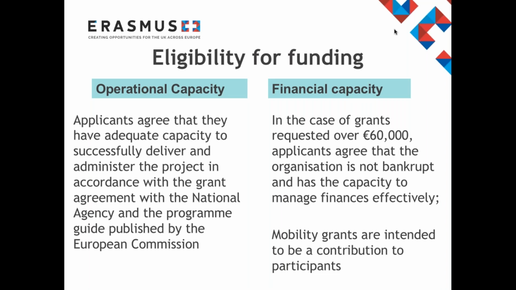In addition to the eligibility criteria shown on the previous slide, applicants need to demonstrate they have adequate capacity to successfully deliver Erasmus Plus projects and administer them in accordance with the grant agreement with the UK National Agency and the programme guide published by the European Commission. This is agreed upon in the Declaration of Honour in the application form. You also need to bear in mind that the Erasmus Plus grant is intended to be a contribution to running an Erasmus Plus project and to the cost of participants. By signing the Declaration of Honour, you also agree that your organisation has the capacity to manage the grant.